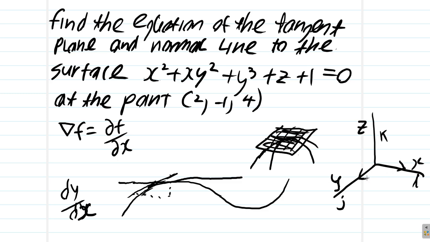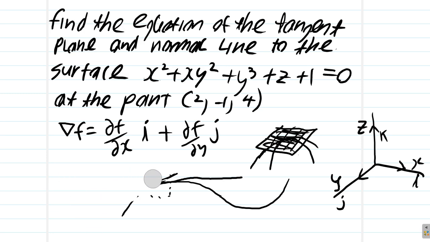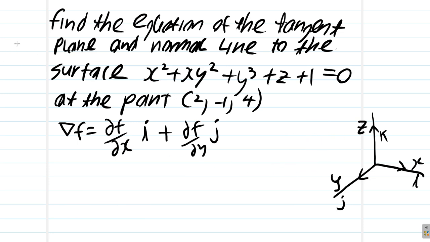All right. So here is the partial derivative of a function with respect to x, i, plus the partial derivative of a function with respect to y in the direction of a change in y, right? So i is the direction of a change in x, j is the direction of a change in y, plus the partial derivative of the function with respect to z in the direction of a change in z, which is k, right? So that is the vector.